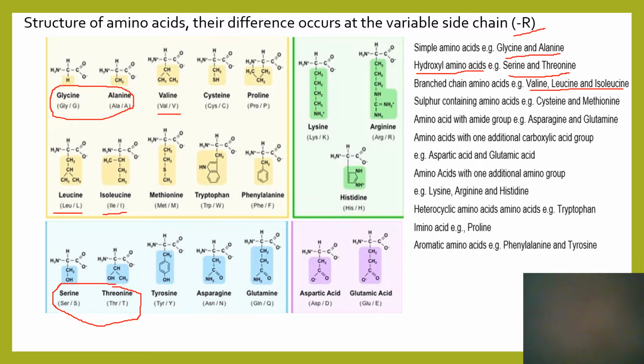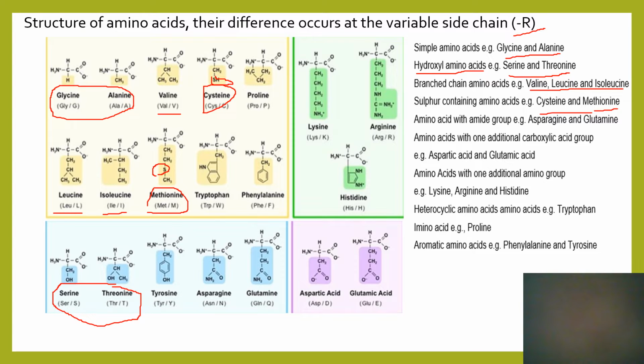Still, there are amino acids that contain sulfur. The sulfur-containing amino acids are cysteine and methionine. Here is cysteine and here is methionine. They contain sulfur in their R chain or the variable side chain. Therefore, they are sulfur-containing amino acids.